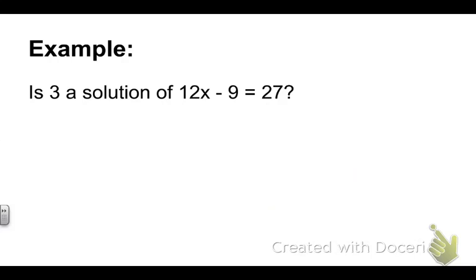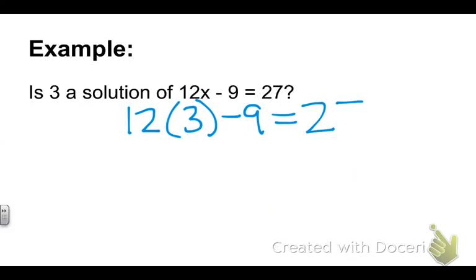So let's look at this example. This is pretty much our only example in this lesson. I need to do a lot of stuff with you just in class. Alright? So the question is: is 3 a solution of 12x minus 9 is equal to 27? So if you look at what you just wrote for your steps, the first thing is substitute in 3 for the variable. So instead of 12x, we're going to have 12 times 3 minus 9 equals 27.